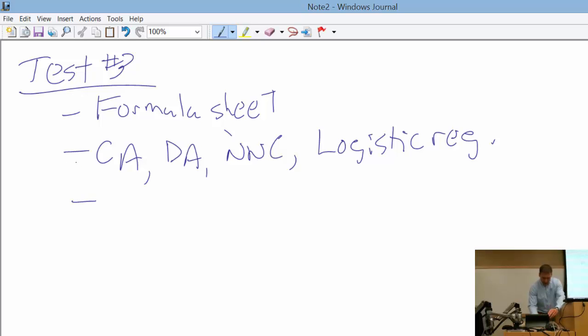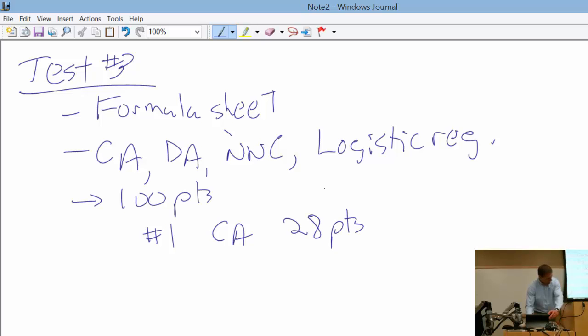The test itself, the way it stands, of course, there's 100 points. Problem number 1 is on cluster analysis. It's worth 28 points. I'm going to give you a data set, and you need to do some cluster analysis with it. Problem number 2 is 27 points.